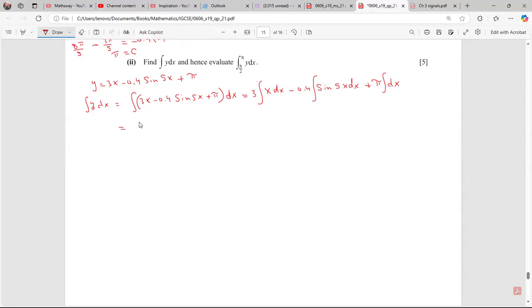So if I simplify it, this is 3, and the integral of x is x squared by 2, minus 0.4, and the integral of sine 5x is going to be minus cos 5x over 5. Okay, let's make sure by differentiating this thing. Minus 1 over 5 is constant outside. The derivative of cos 5x is minus sine 5x, and the derivative of 5x is 5. So 5 cancels with 5. Yes, I have sine 5x. Same thing.